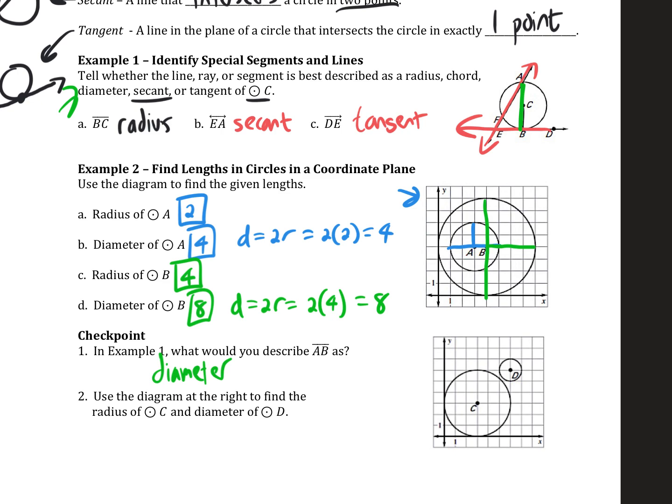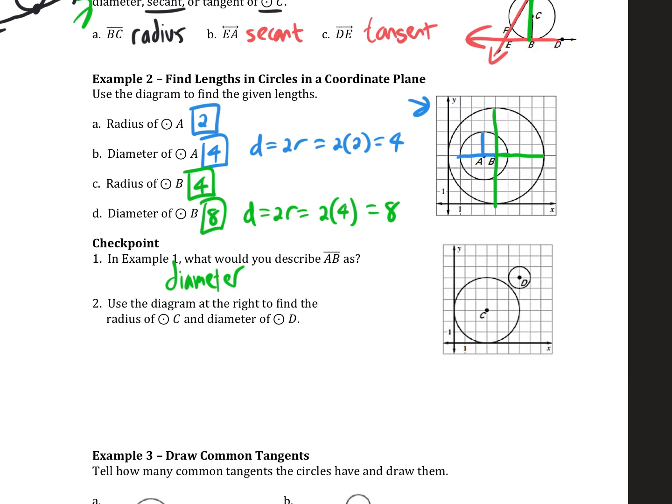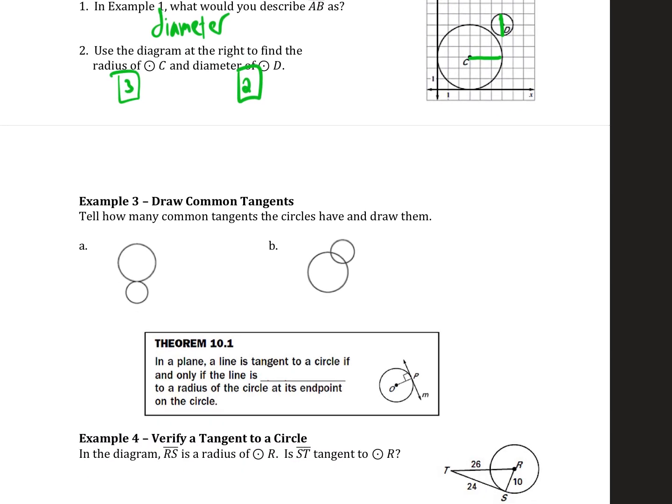Okay. How about the radius of C? Well, the radius of C is from the center to the edge. How many boxes is that? That's going to be 3. And how about the diameter of D? That's all the way across. That is 2 boxes. Awesome. All right, next thing's a little bit tricky, okay? Well, not super tricky, I guess. For some people it takes a little bit more to see. So we're looking for common tangents, okay?